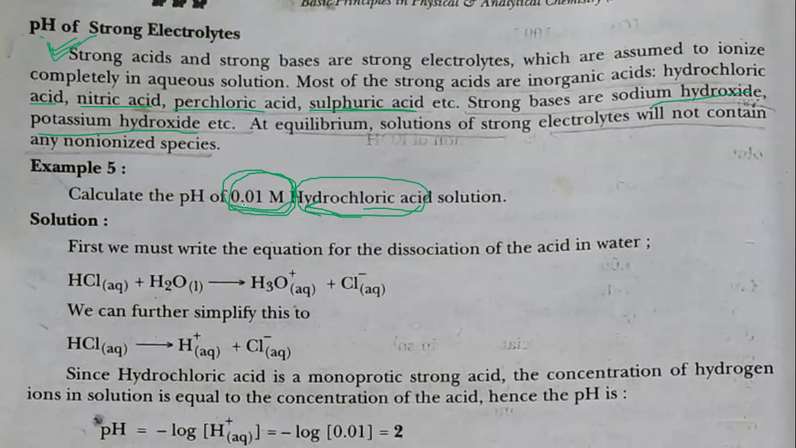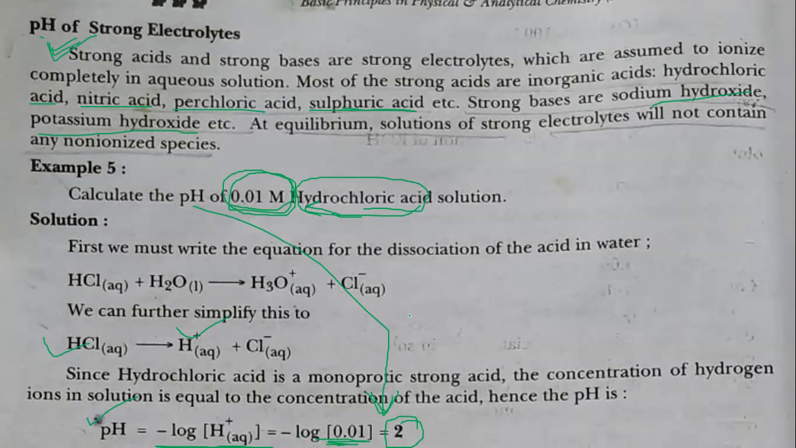If you have a solution with concentration 0.01 molar, what will be the pH of this solution? How will you calculate? As you know, hydrochloric acid gives only one proton, so this is the concentration of that proton. Remember here, HCl gives only one proton. And you know the formula for pH. pH is equal to negative log of H plus ion, right? So negative log of 0.01. What is negative log of 0.01? The answer is 2. So the pH of this solution is 2, right?